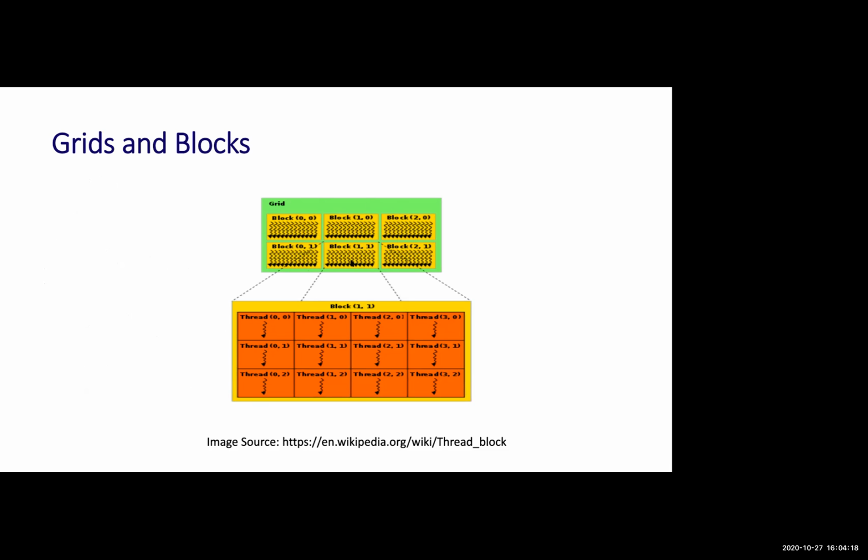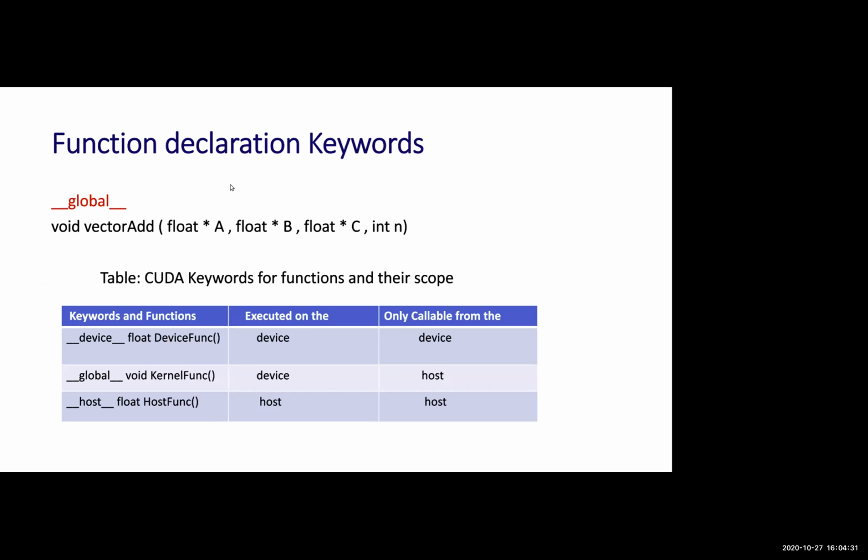So in the grid you have 6 blocks, and in each block you have 12 threads. So this is the function. If you see, the device keyword means the function is executed on the device and called from the device only. But global, as we had seen, is executed on the GPU and called from the CPU. And the host keyword means the function will be executed on the CPU and called from the CPU itself.